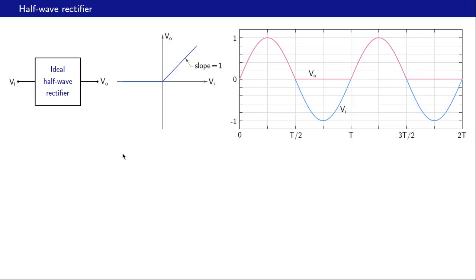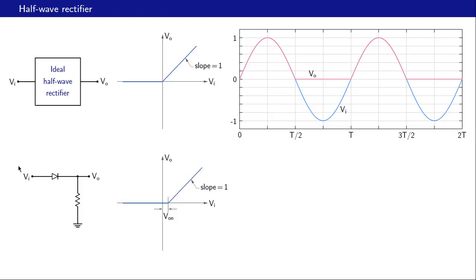We will now discuss how op-amps can be used for the purpose of rectification along with diodes. Let us start with a half-wave rectifier. Here is an ideal half-wave rectifier, black box. Input Vi, output Vo. We want the output voltage to be 0 if Vi is negative, and if Vi is positive, we want Vo to be equal to Vi. That's a straight line going through the origin with a slope of 1. These are the time domain waveforms, that is Vi, and Vo would be equal to Vi when Vi is positive, and Vo is 0 if Vi is negative.